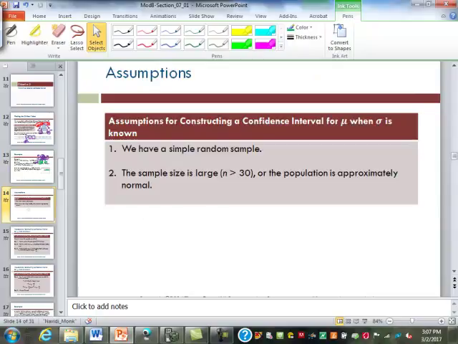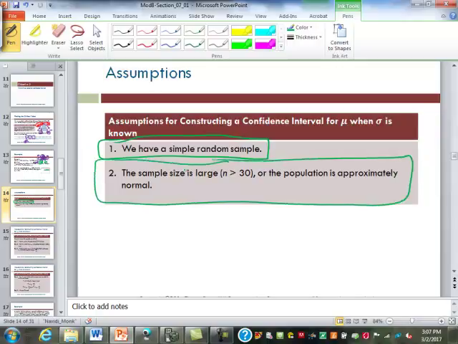Okay, so we have a simple random sample. In order for this confidence interval to work, we must have a simple random sample. If the sample we've taken is not a simple random sample, its information cannot be used to construct a confidence interval, because the information could be skewed if it was any other process. And the sample must be relatively large. If the sample size is greater than 30, then this will always work.